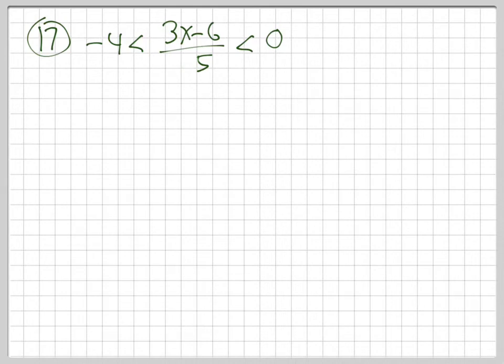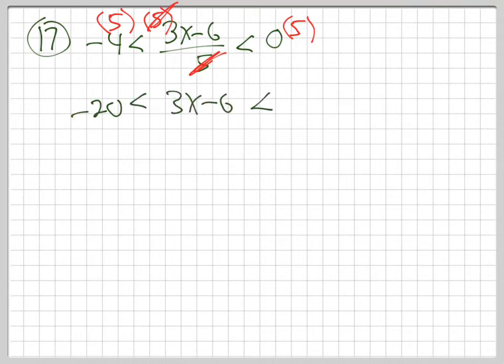So we're going to multiply through by 5. So 5 here, 5 in the middle, 5 on the right. And in the middle, it cancels, right? That was why we were doing it, because we wanted rid of that fraction in the middle, huh? And so what do we get? Negative 20, 3x minus 6. And 5 times 0? Still just 0, huh? Is that good to there? Much nicer when the fractions are out of there.